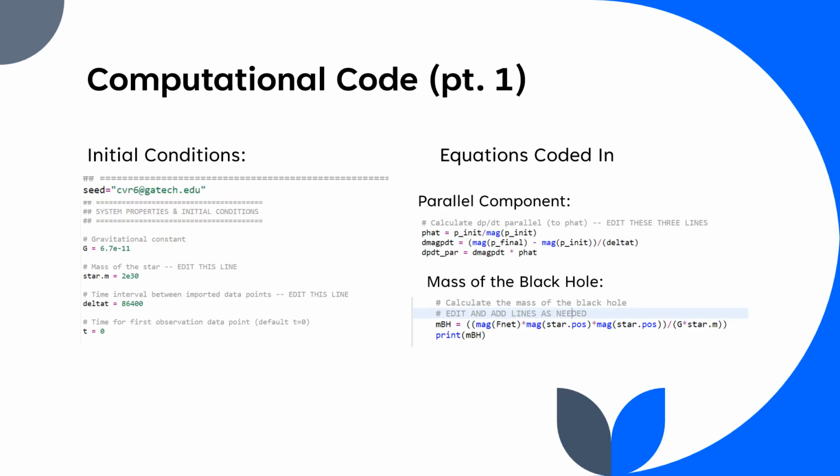Here are some introductory aspects to my computational code for part 1, such as the initial conditions, including the gravitational constant, mass of the star, and the time interval between data points, along with some equations that were coded in. The first was the parallel component of our net force. The second was the mass of the black hole, which we found by rearranging the gravitational force equation.